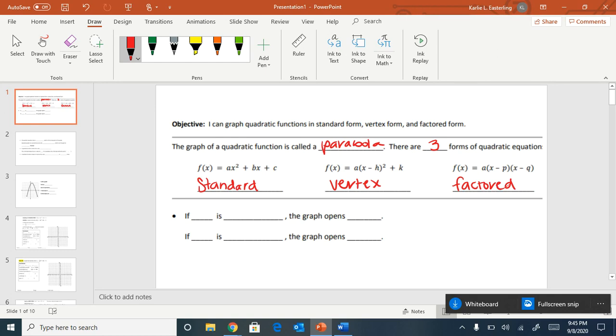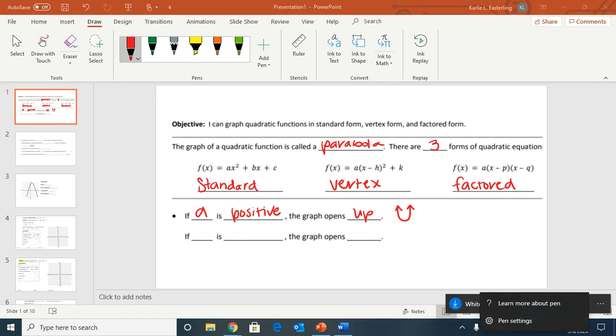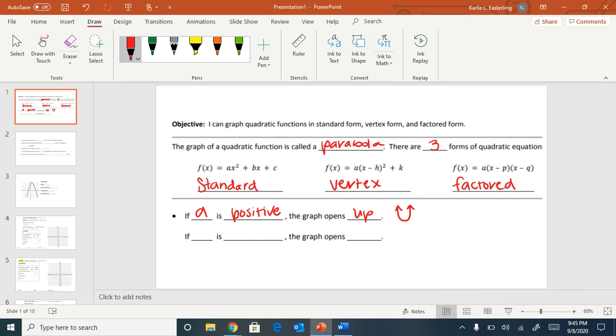All right, and so if a is positive, the graph opens up. So it'll look like a U that opens up. And we discussed that a little bit the other day in our PowerPoint as well, whenever we were talking about maximums or minimums. And if our a is negative, our graph opens down. So it's going to look like that upside down U, which was both of the parabolas that we looked at the other day in class.